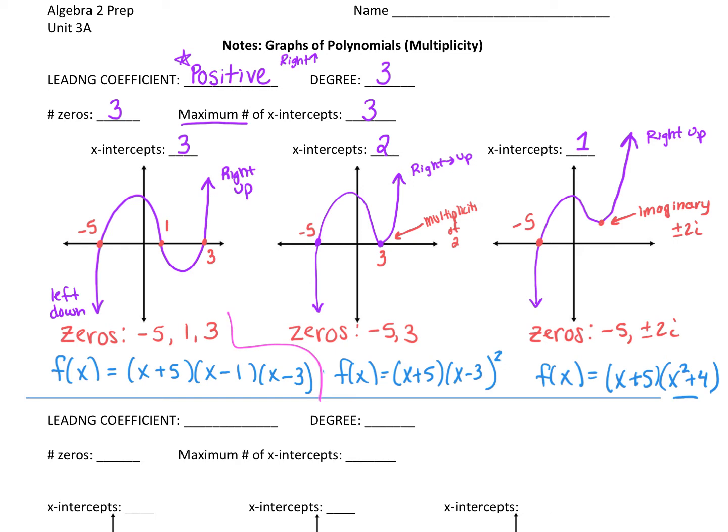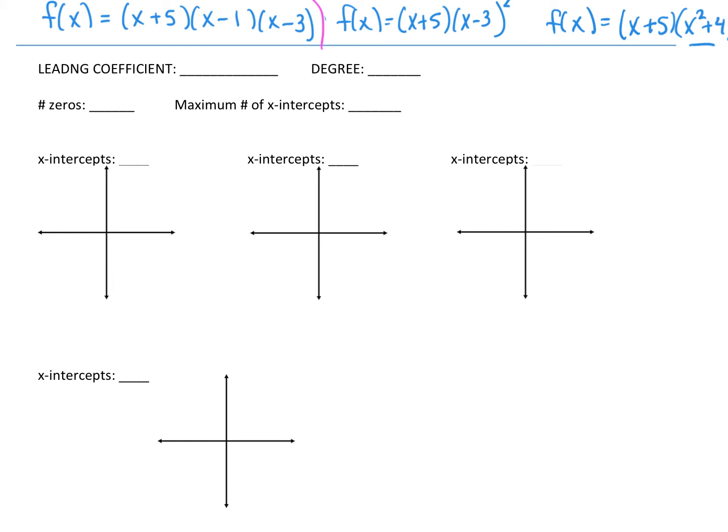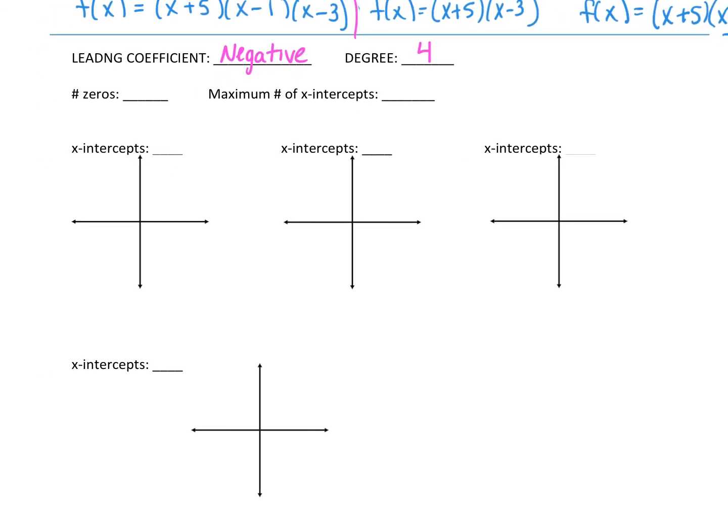All right, let's do another example, but now I'm going to do a negative leading coefficient. And let's talk about something if we have a degree 4. If I have a degree 4, I know I have 4 zeros, and I know I have a maximum of 4 x-intercepts. So that means we're going to talk about what it looks like to have 4 x-intercepts, what it looks like to have 3, what it looks like to have 2, and we're not going to do 1, we're just going to do 0.